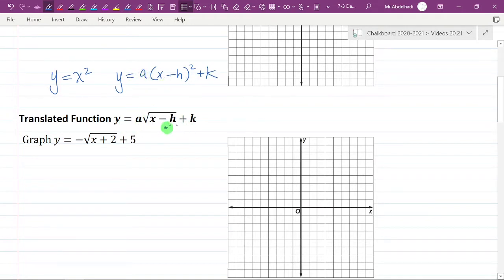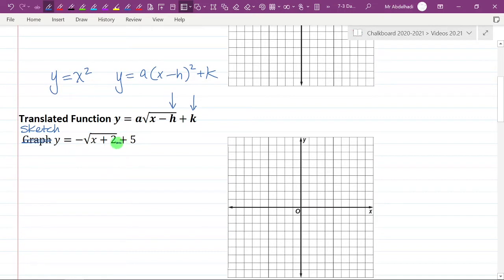Well, for square roots, you can also do the same thing. An h will move you left and right, a k will move you up and down, and an a, if it's positive, will have you going up, if it's negative, will have you going down, and if it's bigger, it'll make it more steep, that sort of thing. So let's sketch this square root function here.